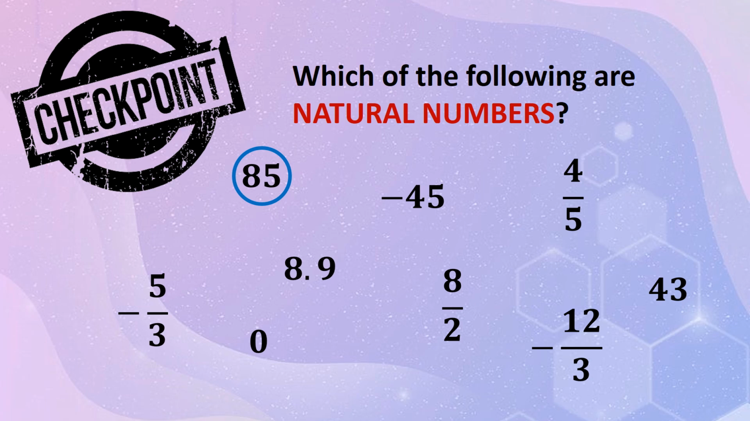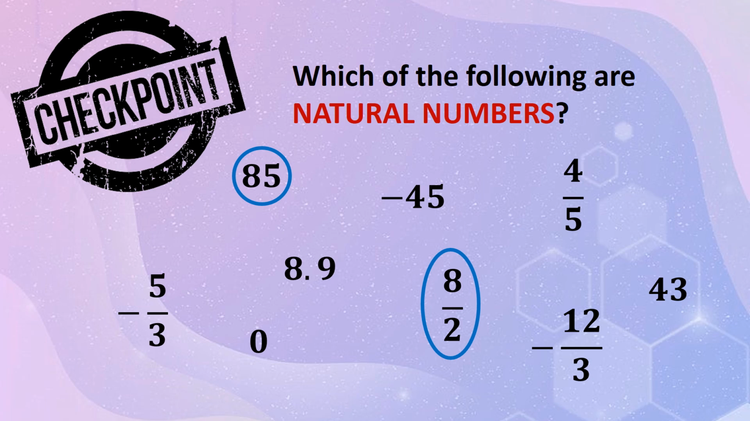The next one here, we have 8.9. 8.9 has a decimal, so that's why it's not a natural number. And then the next one is a tricky one. Tricky one because 8 divided by 2. By looking at it, you may think, oh, it's a fraction, so that's why it's not a natural number. But when we do division, 8 divided by 2 is equal to 4. So technically, this problem is asking you, is 4 a natural number? The answer is yes. So that's why 8 divided by 2 is a natural number.